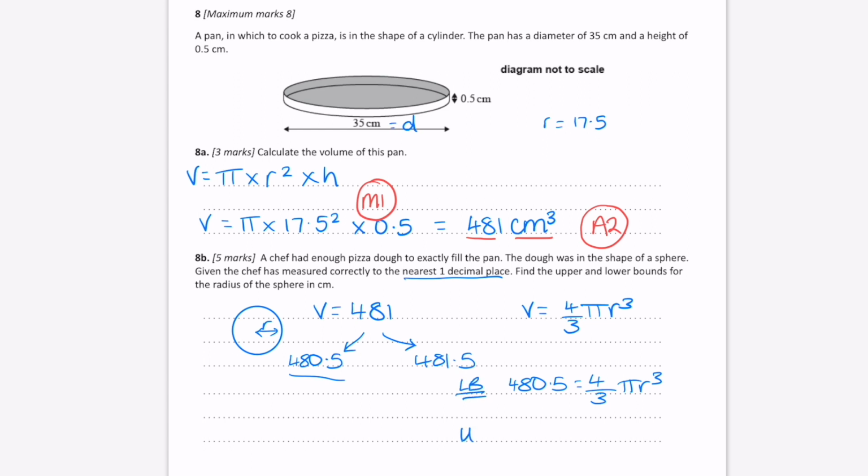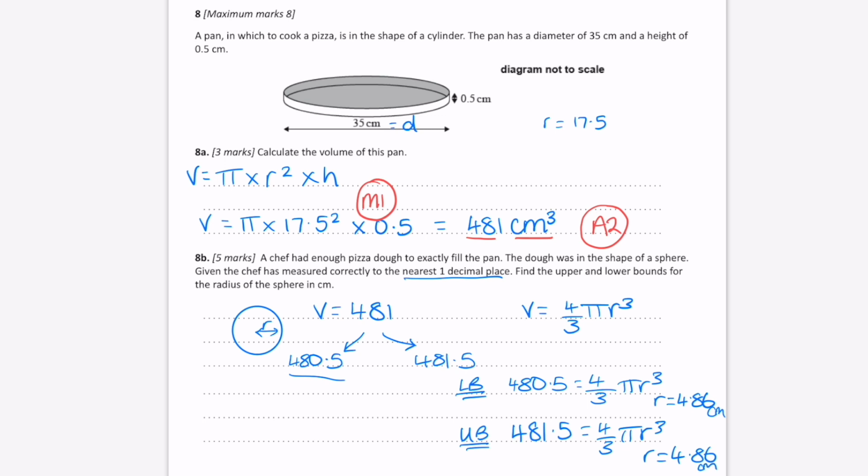And then I'm going to do the same again for my upper bound. And this time it's 481.5 as my volume. And that's equal to 4/3 of pi r cubed. And you can type that into your calculator to solve. Okay, and then that gives you a radius of 4.86 and a radius of 4.86. So to 3 significant figures, they're actually the same answer. Okay, and they're in centimetres, both of those.